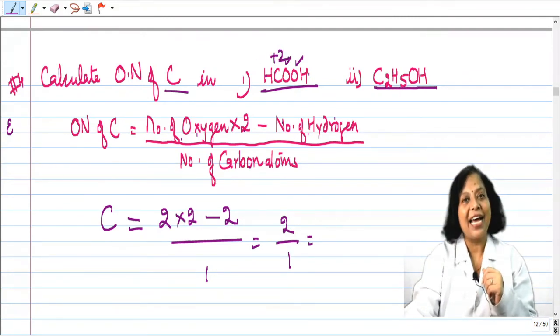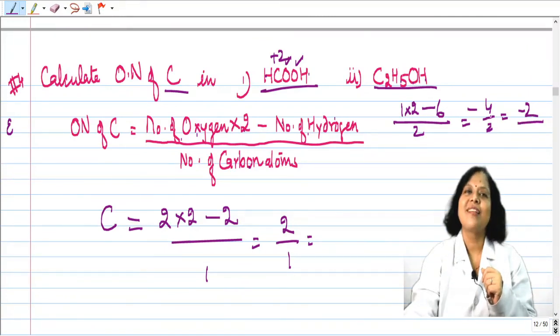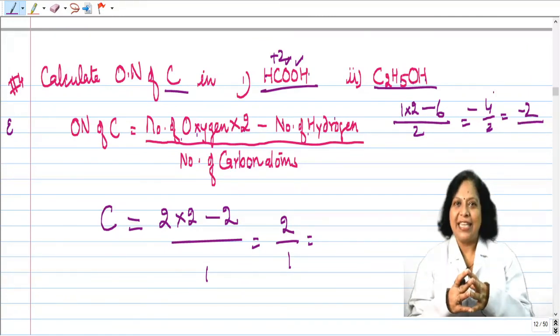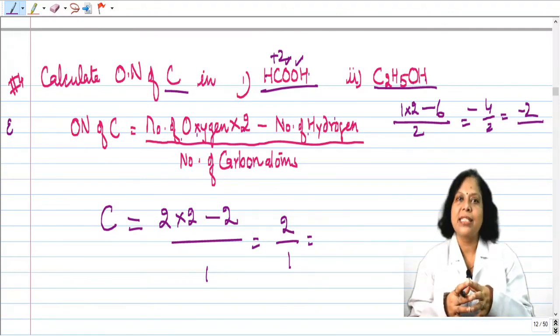Let's take ethyl alcohol. Over here, how many oxygens are there? 1 oxygen into 2, minus how many hydrogens are there? 5 plus 1, 6. 6 divided by how many carbon? 2. So this will be 2 - 6 = -4, divided by 2, that means it is -2. So this is how we can calculate the oxidation number. Some examples I have taken. Now you have to take up some more practice, and I'm sure you're going to come up with it. Thank you.